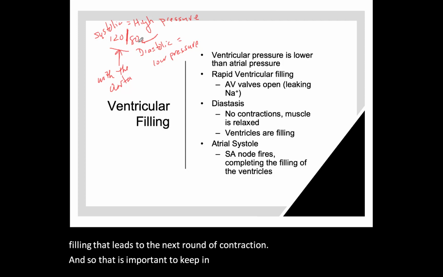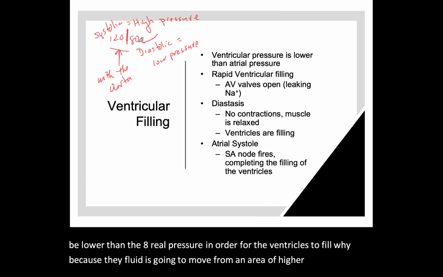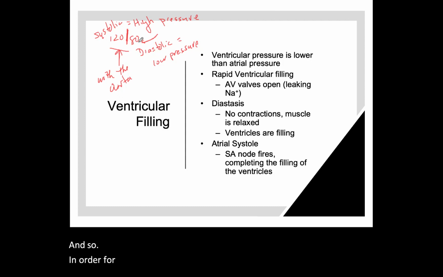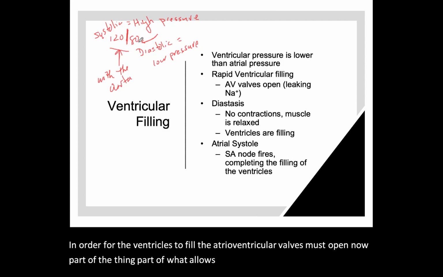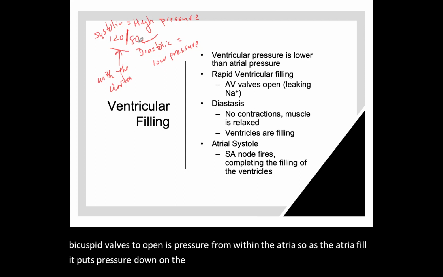So the ventricular pressure has to be lower than the atrial pressure in order for the ventricles to fill. Why? Because a fluid is going to move from an area of higher pressure to an area of lower pressure. High pressure to low pressure. That is how fluid moves throughout the heart. In order for the ventricles to fill, the atrioventricular valves must open. Part of what allows the AV valves, the tricuspid and the bicuspid valves, to open is pressure from within the atria. As the atria fill, they put pressure down on the atrioventricular valves, and that begins to force them open.